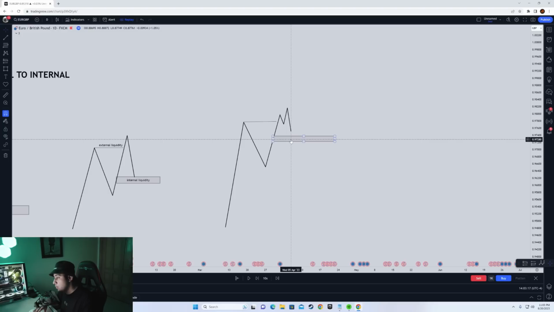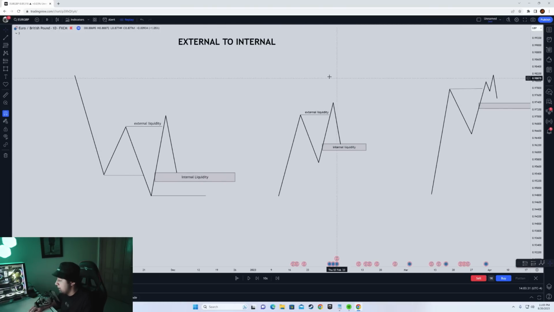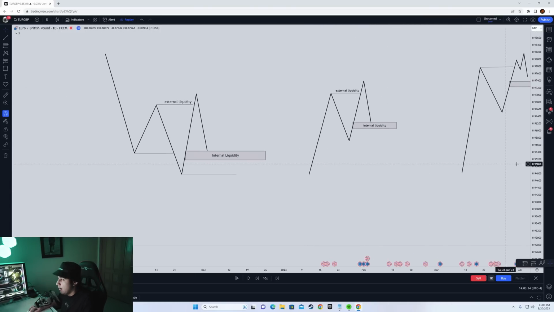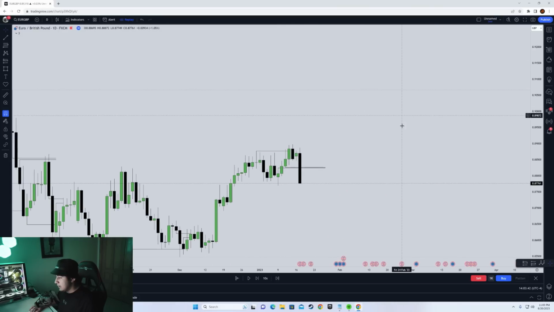However, make sure that once you get a market structure shift, price has not already filled that fair value gap, because if price fills in that fair value gap, then that setup is invalid. Yep, so very simple, guys. We go from external to internal, and that's pretty much it. All we have to do is look for a market structure shift on the 1 hour time frame, and that is going to confirm our direction. So let me give you guys a couple of examples.